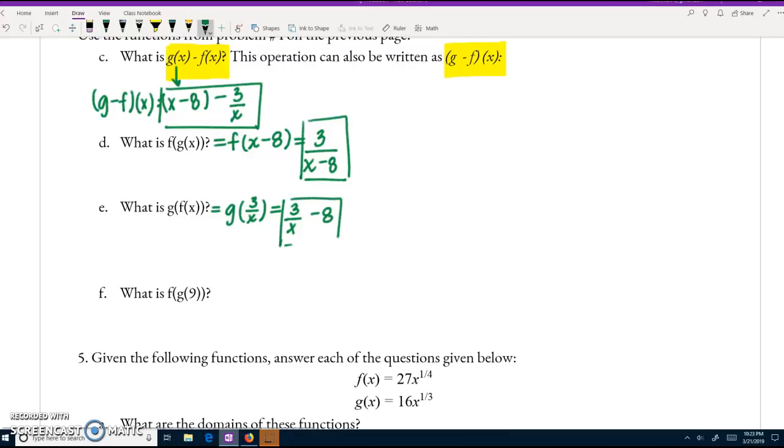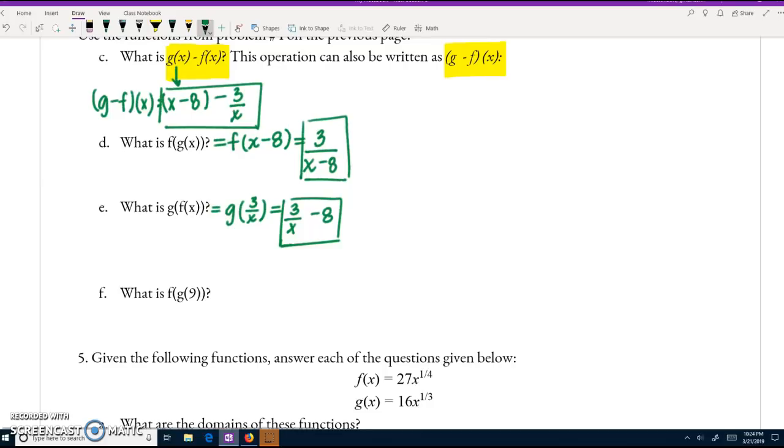So it's useful to note that these are not equivalent operations. They're not the same. 3 over x minus 8 is different than 3 divided by x, that quantity, and then subtracting 8. Part F says, what is f of g of 9?